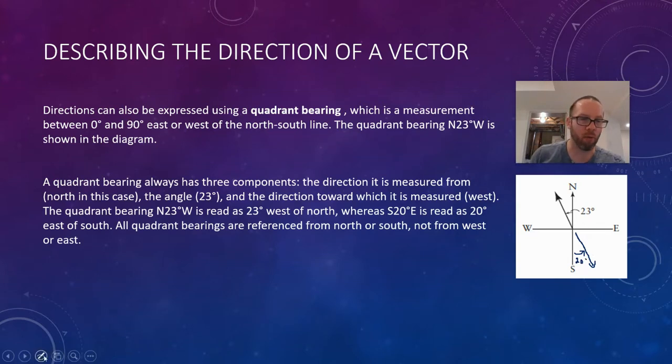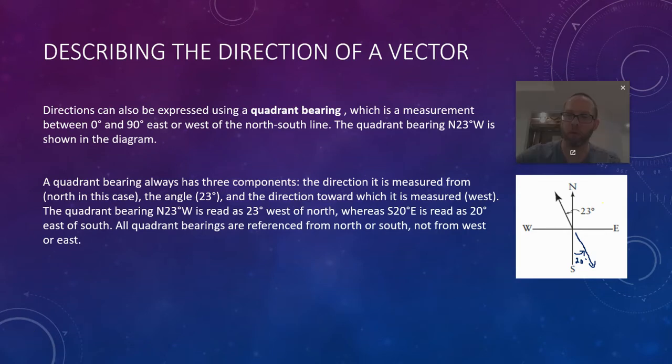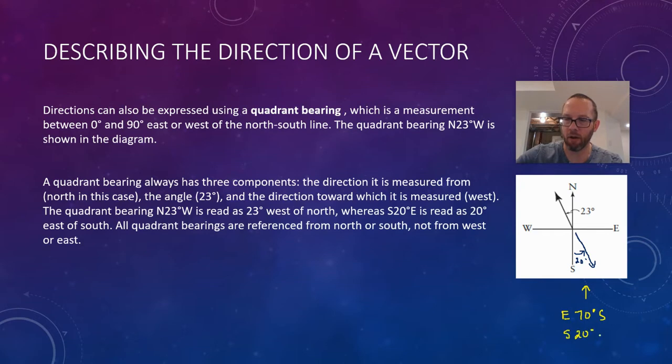Some good talking points before I move on. There is more than one quadrant bearing for a vector. Let's actually talk about the bottom one and the top one. So south 20 degrees east. In the same way, I could say that from east, I've moved 70 degrees to the south, and the original south 20 degrees east, those are the same thing. I personally don't care what you use.